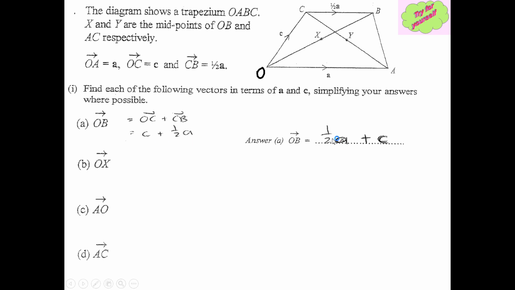So c plus a half a, you could write c plus a half a, or you can write a half a plus c, same thing overall. So that's OB. So just be aware of that. OB is this whole thing across here. So we know the whole length across here.